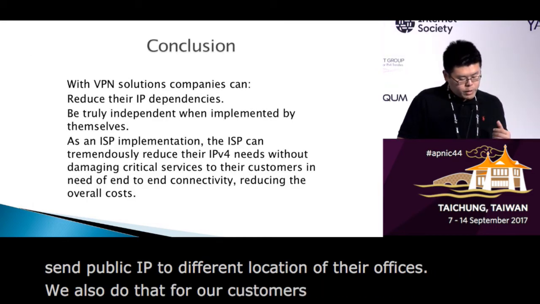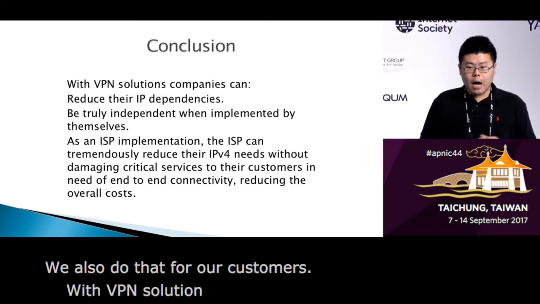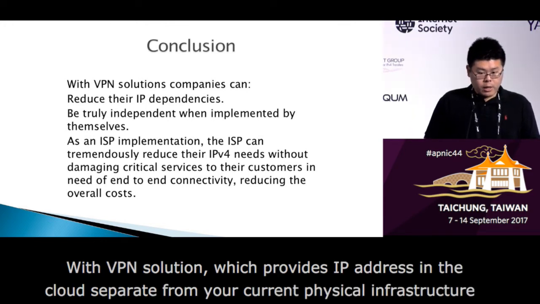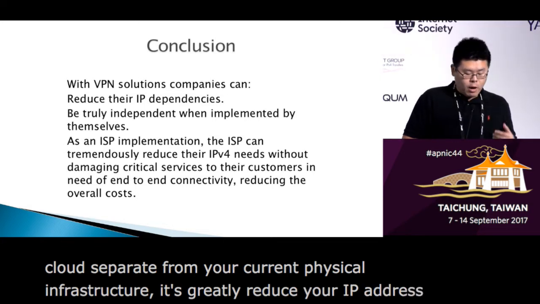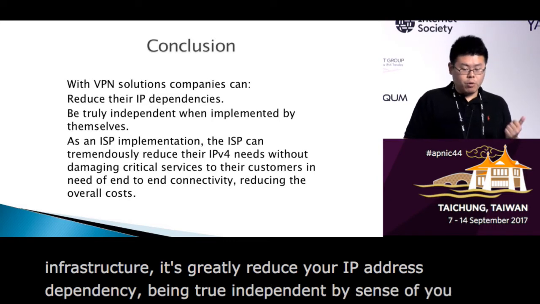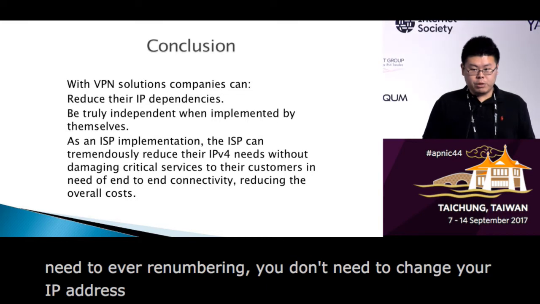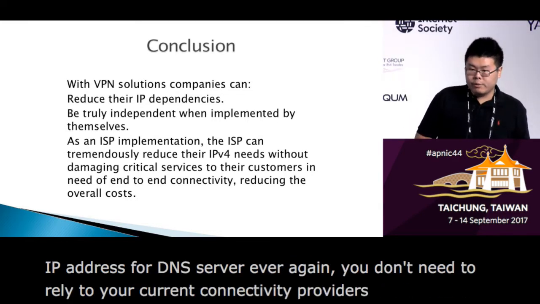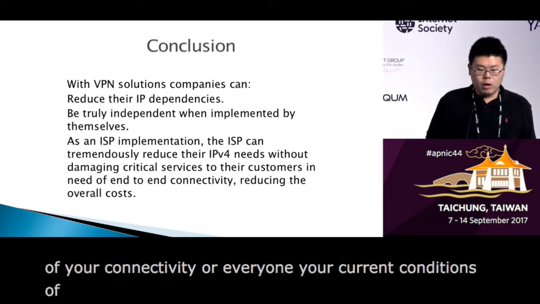So with a VPN solution, which provides an IP address in the cloud separate from your current physical infrastructure, it greatly reduces your IP address dependency. You don't need to ever renumber, you don't need to change your IP address for your DNS server ever again, you don't need to rely on your current connectivity providers or the quality of your connectivity or even the current conditions of your local weather, for example.